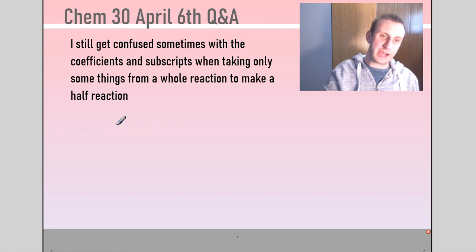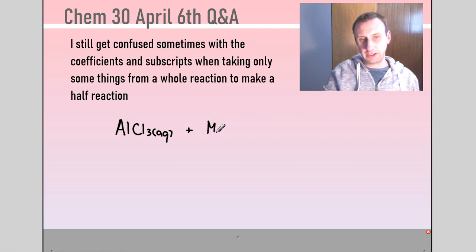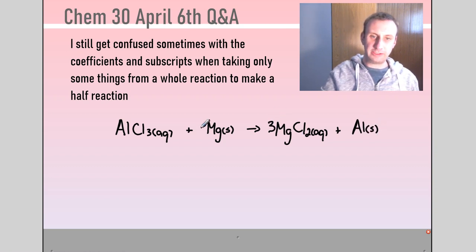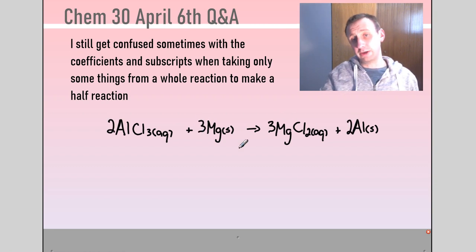So let's say that we were reacting something like aluminum chloride, AlCl3 aqueous, and we're reacting it with, let's say, magnesium, all right? Mg solid. And we end up with MgCl2 aqueous and aluminum metal. Now to balance this, I would need to have a 3 right here, a 3 right here, a 2 right here, and a 2 right here to make that work.